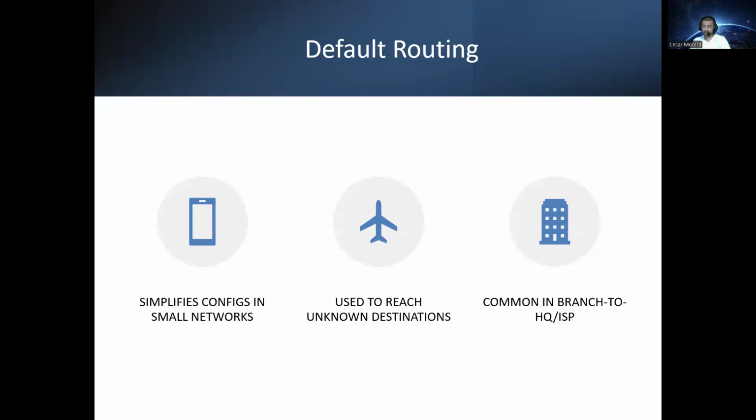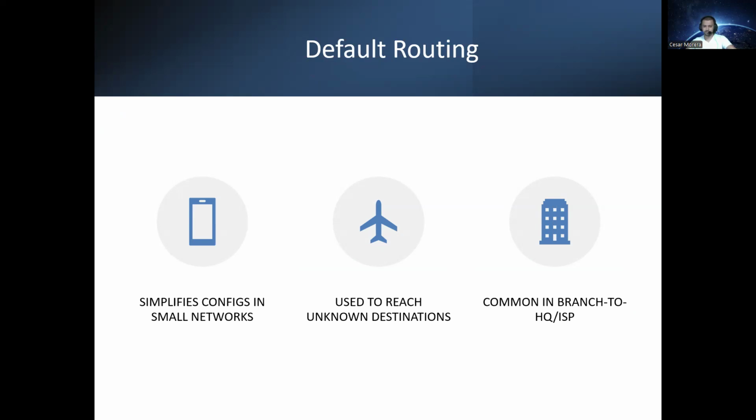Default routing. It simplifies configs in small networks. It is used to reach unknown destinations, common in branch to HQ and ISP. Let's go over some of the characteristics of default routing. We're talking about default routing now. It simplifies configs in small networks, is used to reach unknown destinations, and is commonly used in branch to HQ or ISPs. So that's a little bit about default routing.